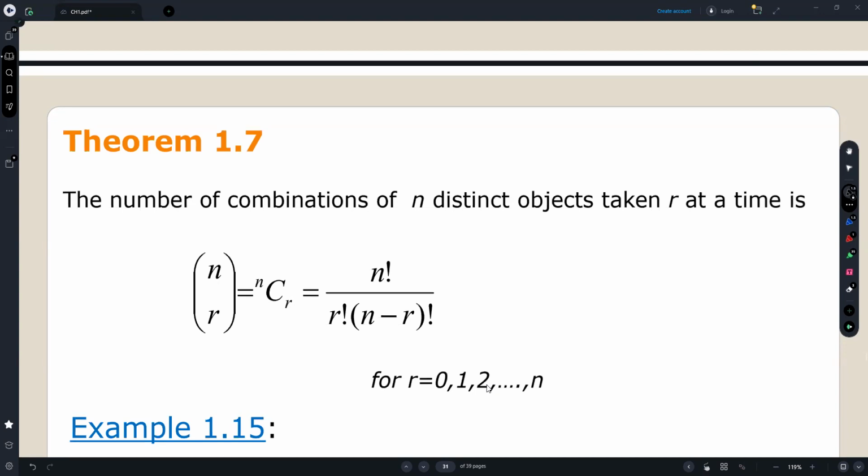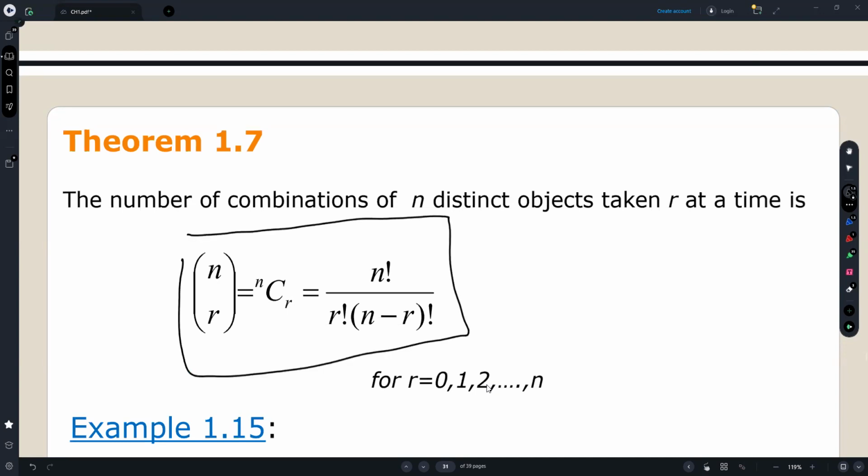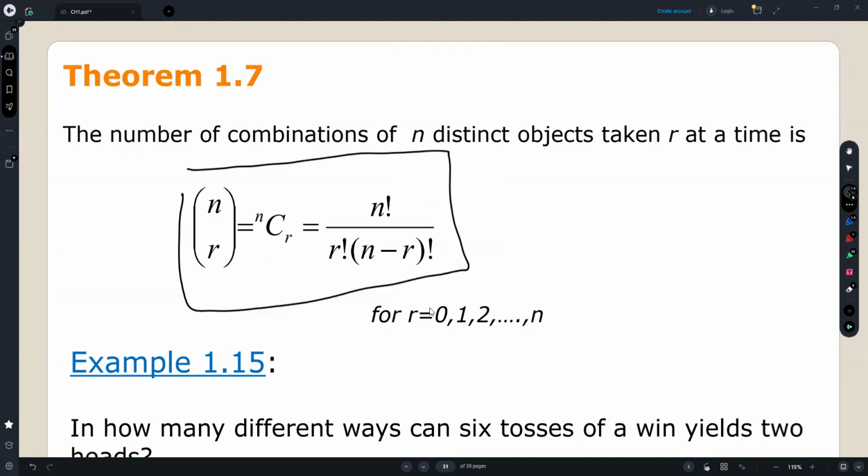Right. So again, in your scientific calculators, you can find nCr, maybe as a button or under a sub-selection, right? Or you can very easily calculate this by hand when they are smaller numbers, right? Okay, let's try an example.